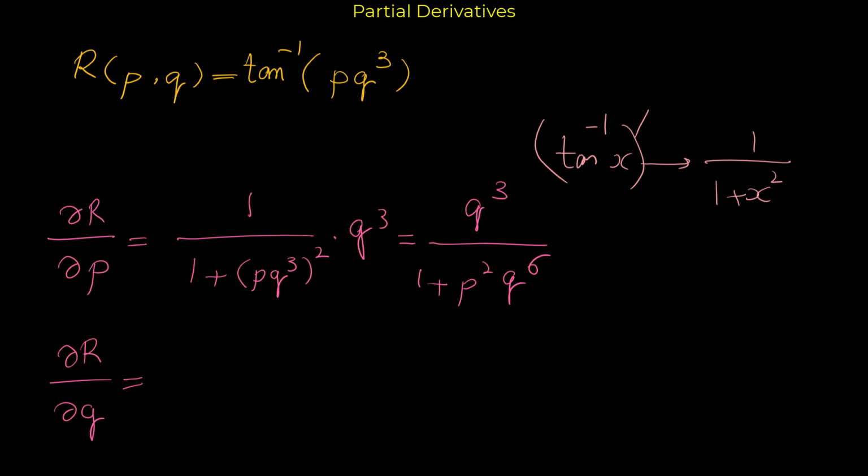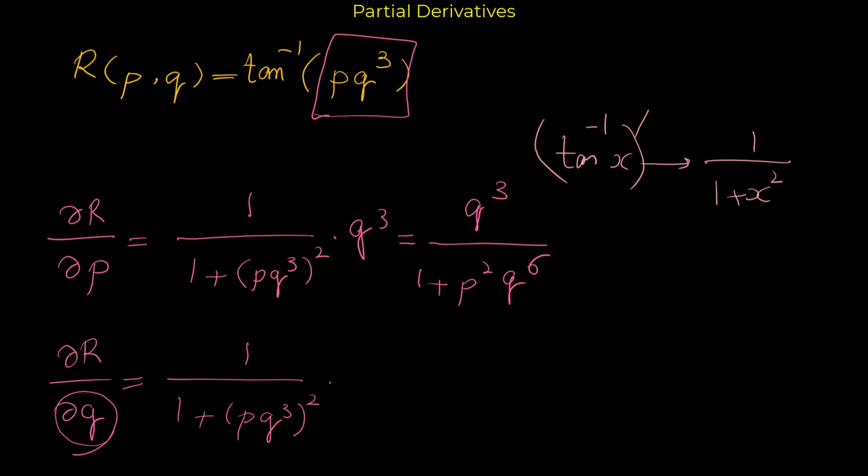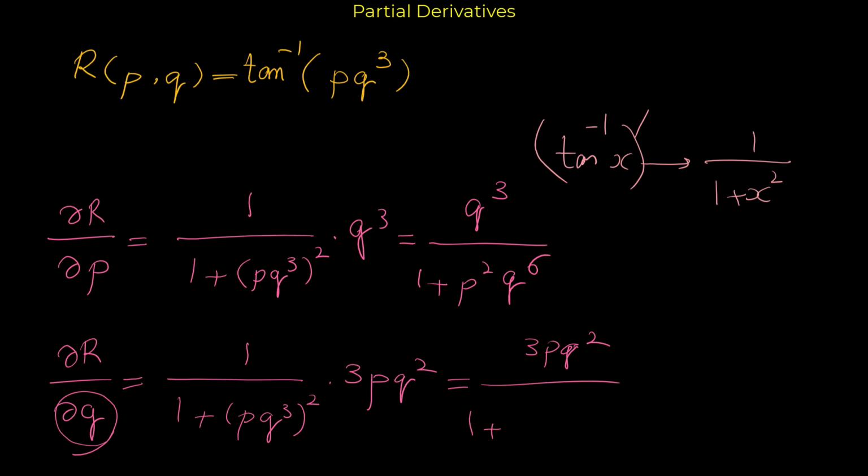Now let's find the partial derivative of r with respect to q. Same method. The derivative of tangent inverse is 1 over 1 plus (pq to the 3) all to the 2 times the derivative of this with respect to q. And when you want to find the derivative of this with respect to q, p is just a number, so leave it. The derivative of q to the 3 is 3q to the 2 times p. So the derivative of the inside is 3pq to the 2, which can be written as 3pq to the 2 all over 1 plus p to the 2 q to the 6.